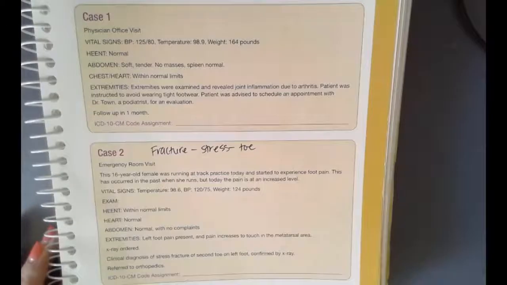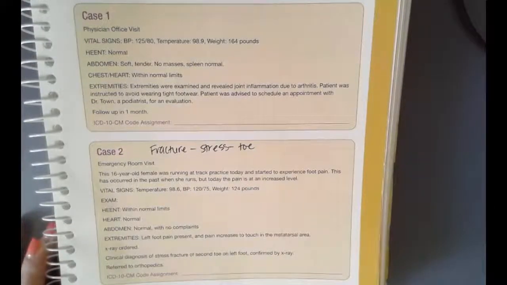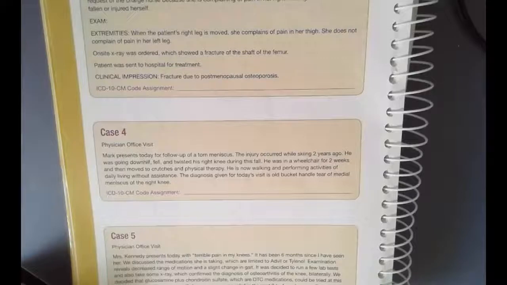And that'll be for case 2. So I'm going to flip over to case 4. Case 4 is a physician's office visit. Mark presents today for follow-up for a torn meniscus. Injury occurred 2 years ago. Downhill, fell, twisted his right knee during his fall. He was in a wheelchair for 2 weeks, moved to crutches, physical therapy. Now walking and performing activities of daily living without assistance. Diagnosis given for today's visit is an old bucket handle tear of medial meniscus of the right knee.